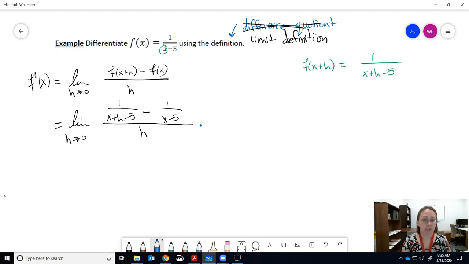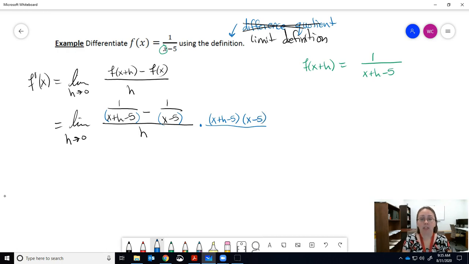There's a couple different ways to do it. I prefer to do the LCD method. I like to multiply top and bottom of the big fraction by the LCD. In this case, that would be the x plus h minus 5 and the x minus 5. These are two different factors. They are not connected in any way, so you have to write both of them. So x plus h minus 5 and x minus 5.